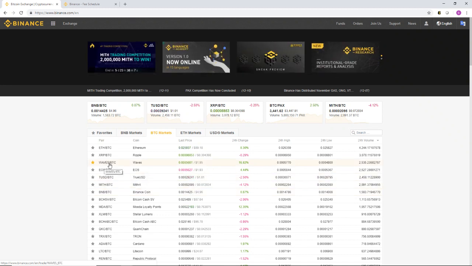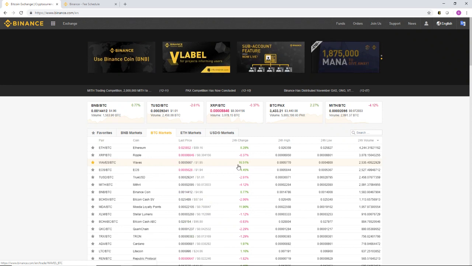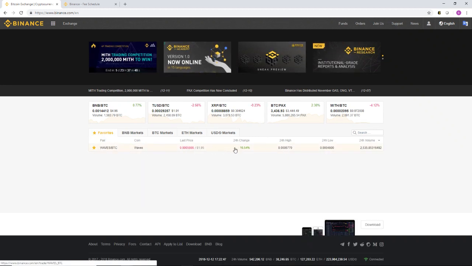This is Waves per Bitcoin. It's not Waves per US dollar. So you have to take into account what the Bitcoin does versus the dollar to understand what Waves is doing against the dollar. But here, Waves is up about 17% against Bitcoin. Now it's under my favorites. That's something that's kind of nifty, and definitely take advantage of that.